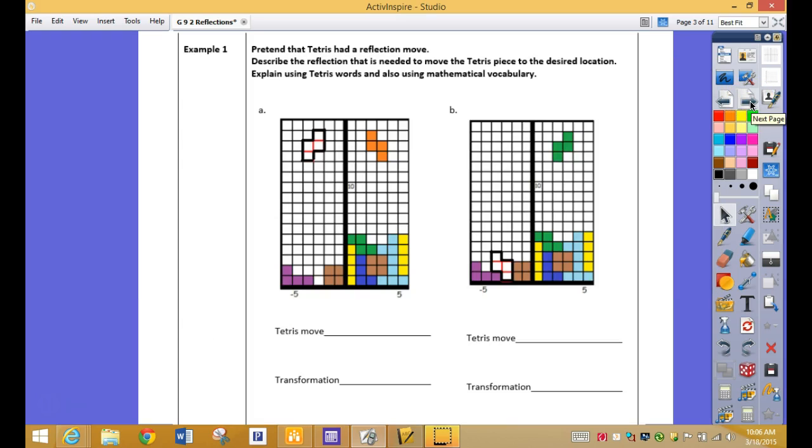All right. Tetris again. Explain what transformation would I have to do to get this Tetris shape to that Tetris shape? What did I do? And this being the y-axis and this being the x-axis of a coordinate plane. What would I have to do? What word did we just have a definition of? Reflection. Yep. So we could say a reflection over what?